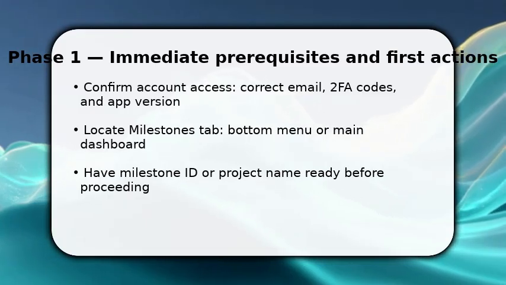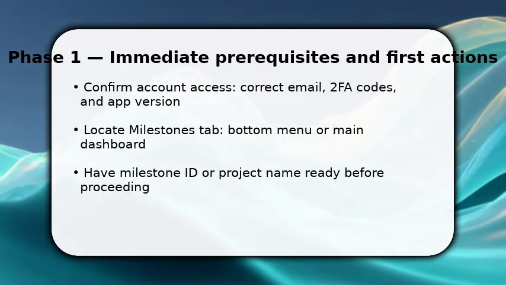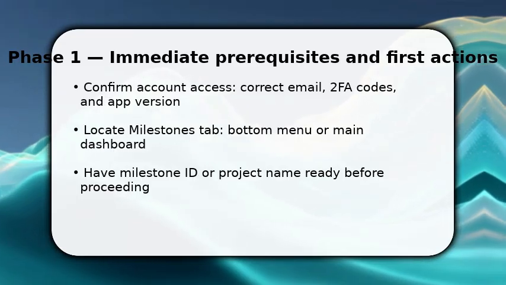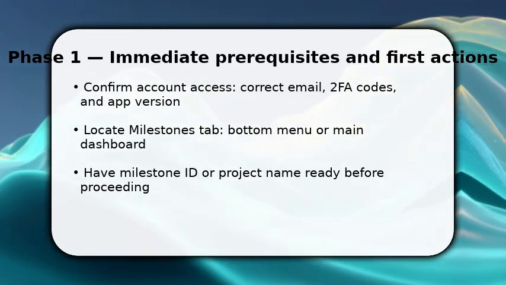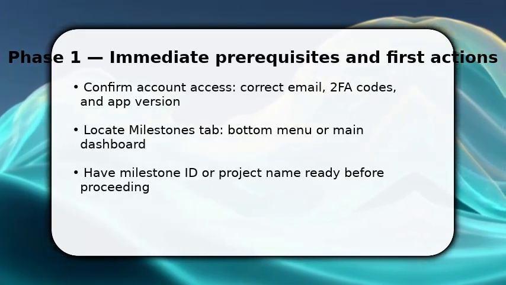You'll start by opening the PW app and signing in. Make sure your 2FA is ready. Once done, go directly to the Milestones tab in the bottom menu. Don't hunt menus. You need the Milestone ID or project name at hand so you can filter quickly.